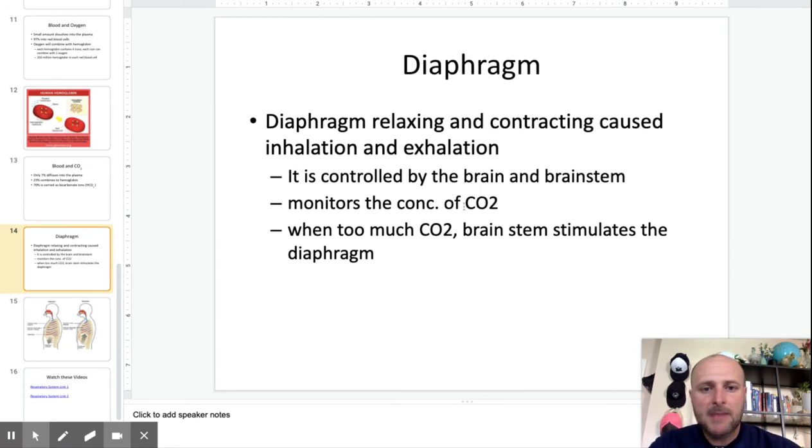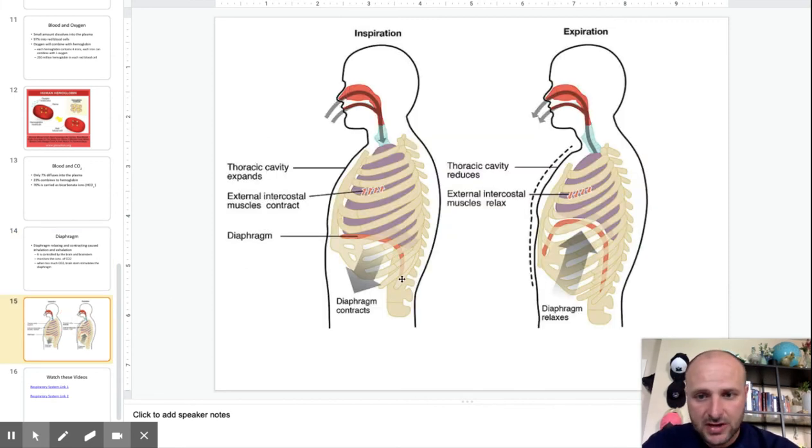It monitors actually the amount of carbon dioxide in your body. As soon as you get too much carbon dioxide, that'll stimulate your diaphragm to begin to breathe more. So actually, the rate at which you breathe is controlled more by how much carbon dioxide you have than by lack of oxygen. Here's a picture which kind of shows this. When the diaphragm is contracted, that's inhalation. And then when the diaphragm relaxes, it bows up a lot because it's bigger than the space that it has. And that'll cause expiration.